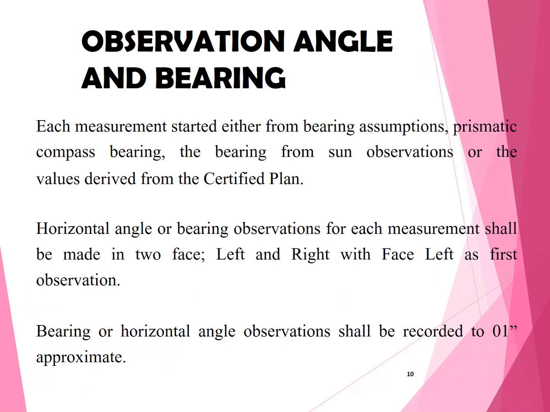Observation of angle and bearing. Each measurement starts either from assumed bearings, prismatic compass bearing, the bearing from sun observations, or the values derived from the certified plan. Horizontal angle or bearing observations for each measurement shall be made in two phases, left and right, with face left as the first observation. Bearing or horizontal angle observations shall be recorded to the nearest 1 second.